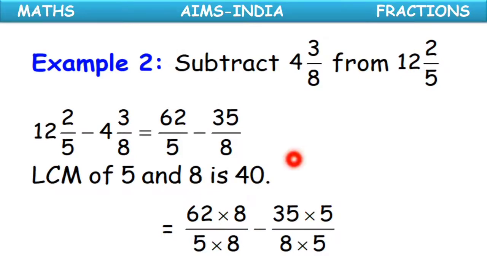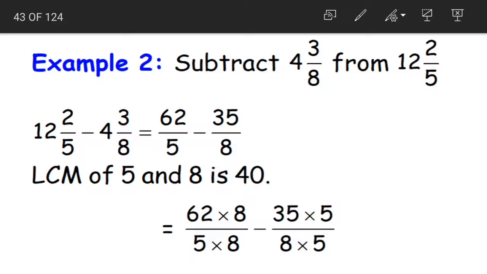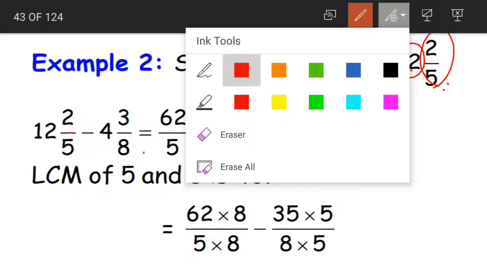Now coming to the next example, subtract 4 3 by 8 from 12 2 by 5, children. Now here again these two mixed fractions are solved as the previous example itself. Yes, first converting them into improper fractions and then subtracting. But if you remember from the addition of mixed fractions, children, there what did we do in one method? In one method we added the whole number separately and the fractions separately, and then finally we combined their answer.